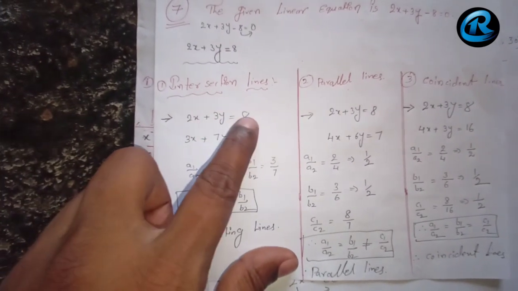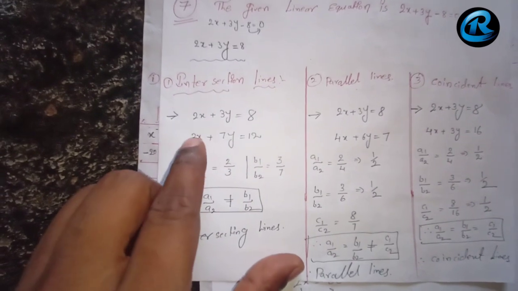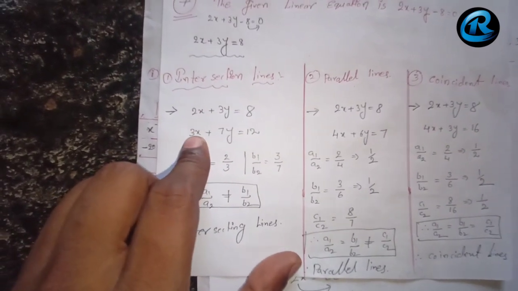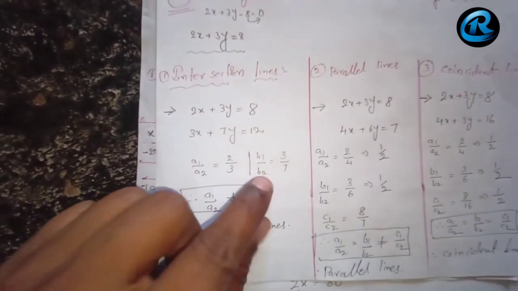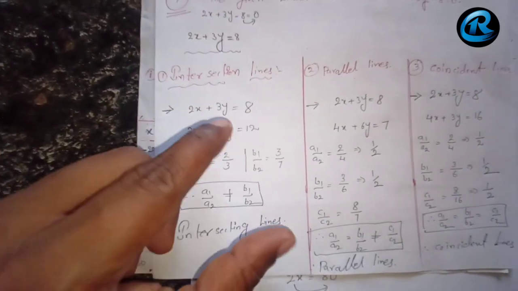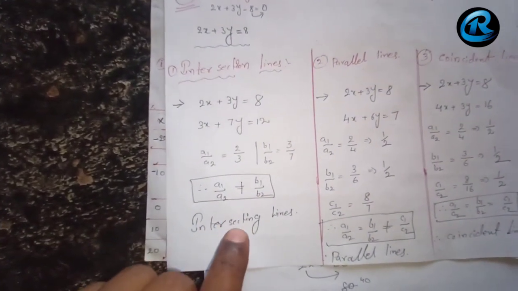See, 2x plus 3y equal to 8. It is the given equation. For this I will write here 3x plus 7y equal to 12. Find a1 by a2 and b1 by b2. a1 by a2 we get 2 by 3, b1 by b2 3 by 7. Both are not equal, so we will definitely get intersecting lines.